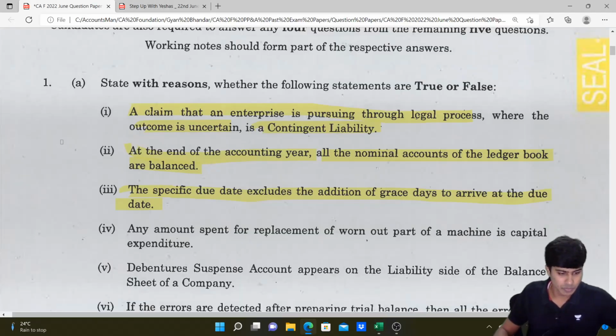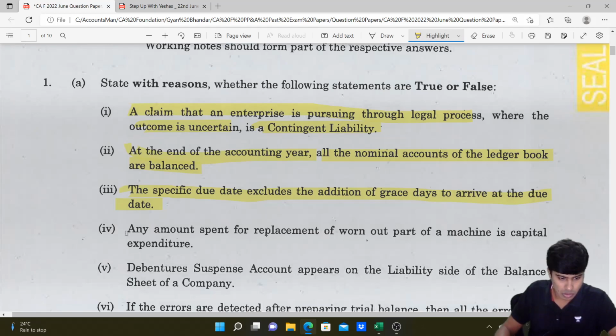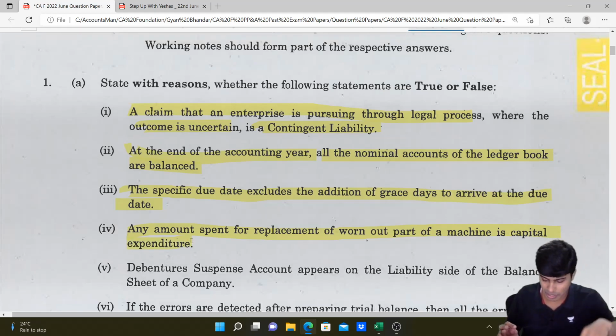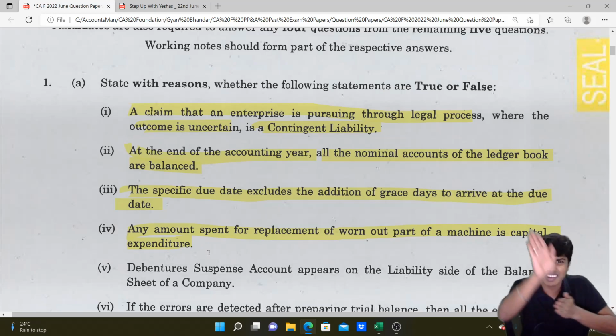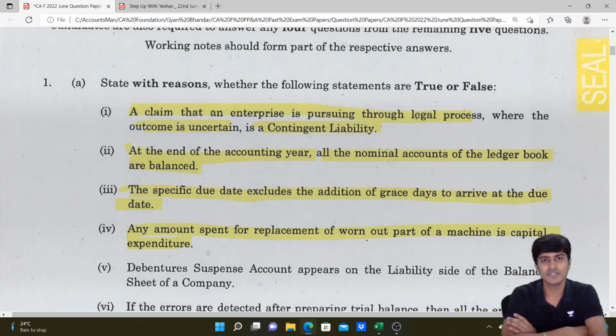Great, guys. So we'll do the fourth one. Any amount spent on replacement of a worn out part of a machine is capital expenditure. Some parts of the machine got worn out. Wear and tear because of more usage. It gets rubbed off, and then it is worn and torn.